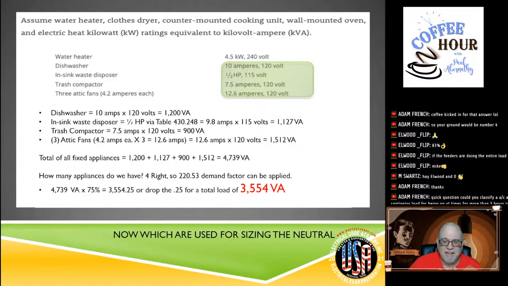Okay, so I take that 4,739, I multiply that by 75% or convert to decimal 0.75, and that should be 3,554.25. I'm going to drop the 0.25. Why? Because 220.5(B) tells me I can, and because I can, I is. So I'm dropping that down to 3,554, okay? So that's my calculation value for my appliances.